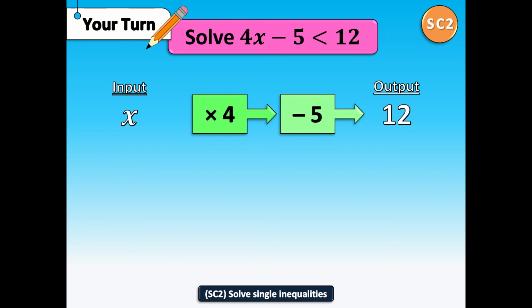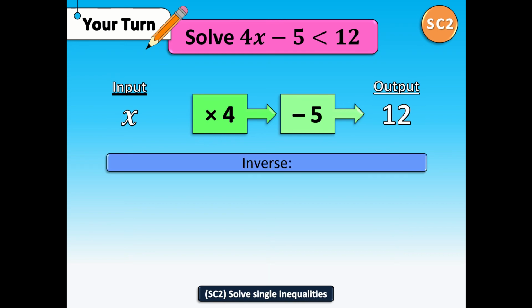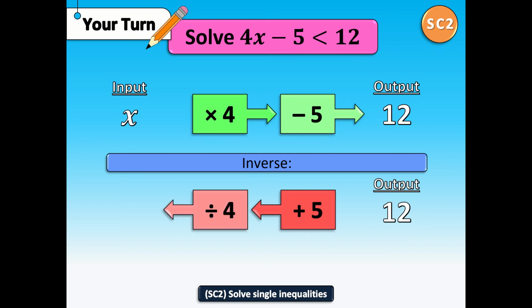So we need to work backwards doing the opposite. We start with 12, we add 5, and we divide by 4. 12 plus 5 is 17, and 17 divided by 4 can just be written as 17/4. Remember to use the same sign that you're given in the question. In the question we're given the less than sign, so we need to say that x is less than 17/4.